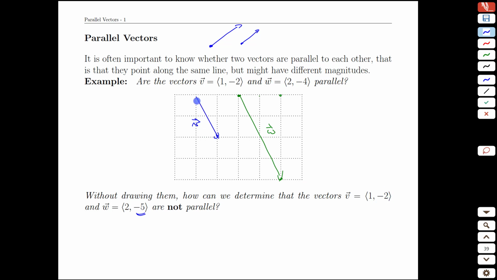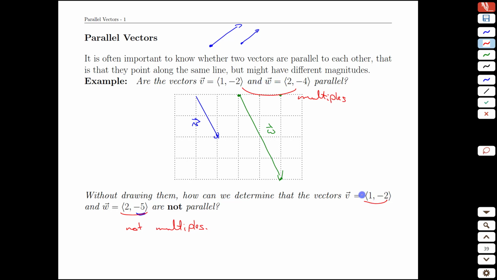Well, what most people notice first is that these two vectors here, 1, negative 2 and 2, negative 4, are multiples of one another. Whereas 1, negative 2 and 2, negative 5 are not multiples of each other. And that is the key observation. If we look at the components from 1 to 2, I scale it up by 2, and from negative 2 to negative 4, I scale that up by 2 as well. So it's the same multiplier for both the x and the y components to translate from one vector to the other. That doesn't work when we look at the scenario down here with 1, negative 2 and 2, negative 5.